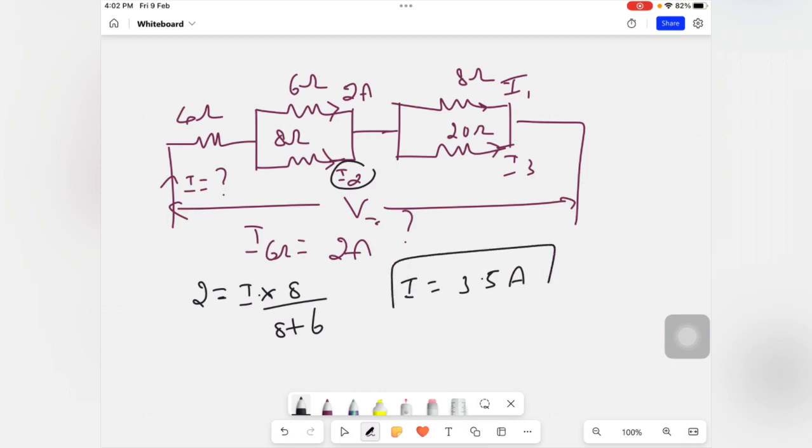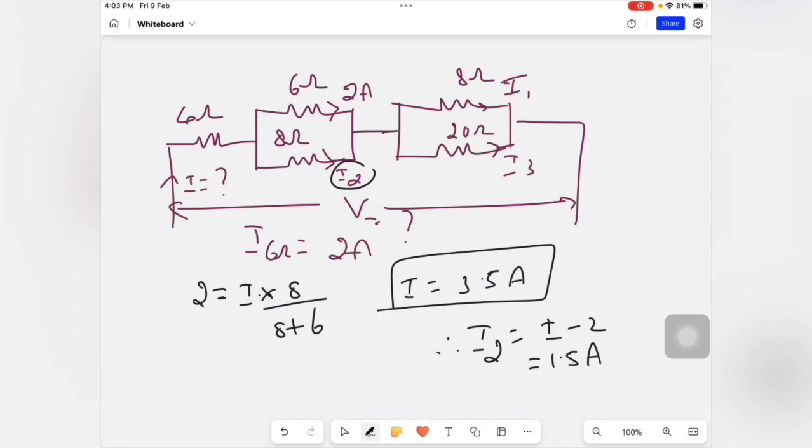If you simplify, you will get I equal to 3.5 amps. The 2 amps current is already given, therefore I2 is equal to I minus 2, so I2 is equal to 1.5 amps.